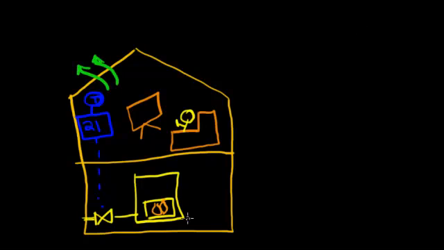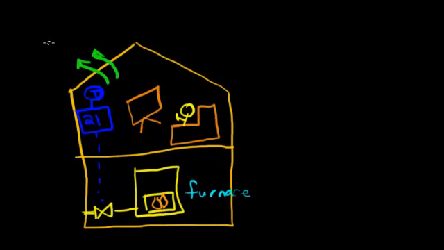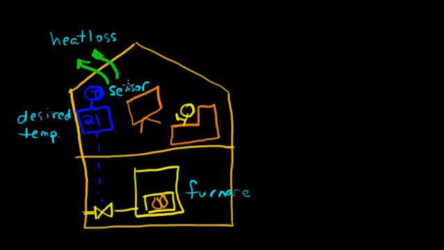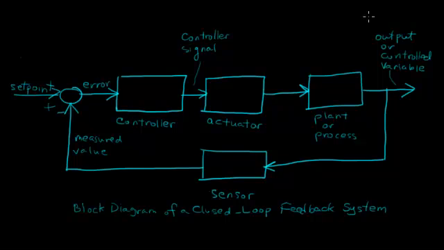Before we draw the block diagram for this system, let's remind ourselves of the parts of the system. We had a furnace, heat loss, desired temperature, sensor, valve, gas, and a house. To draw the block diagram for this home heating system, we will start with a generic closed-loop block diagram and then label the specific components as they are in the home heating system.